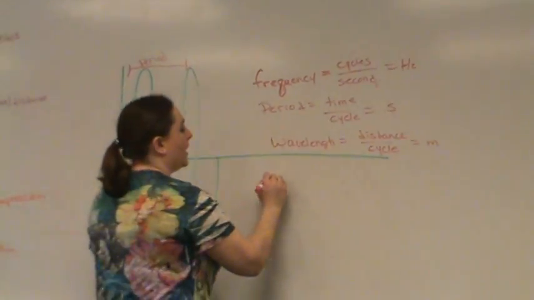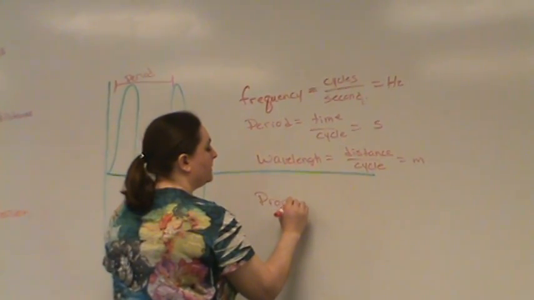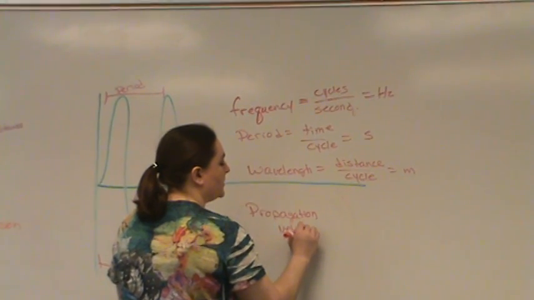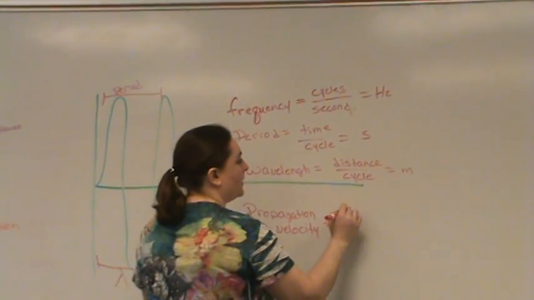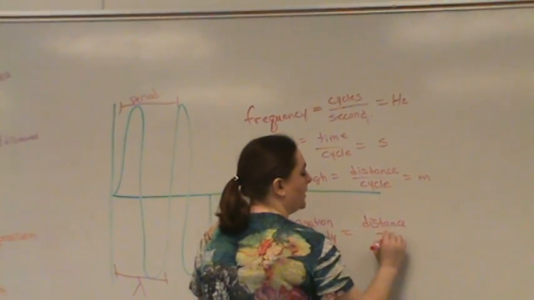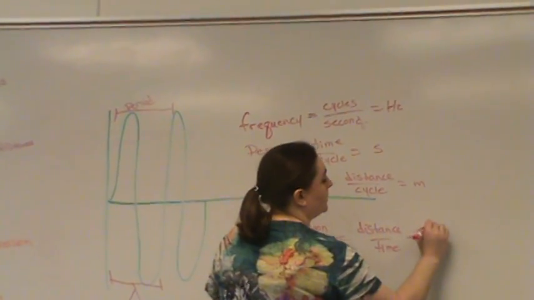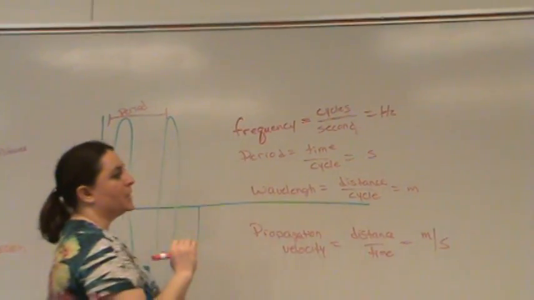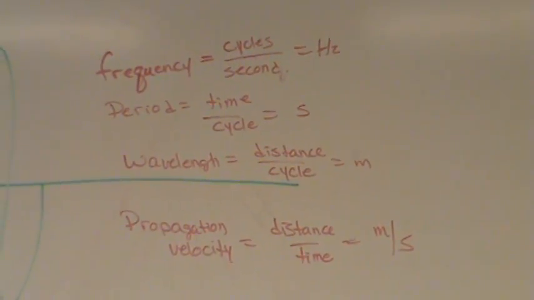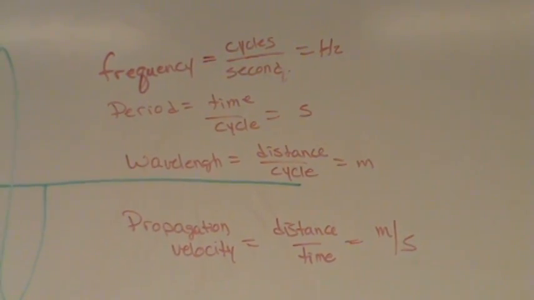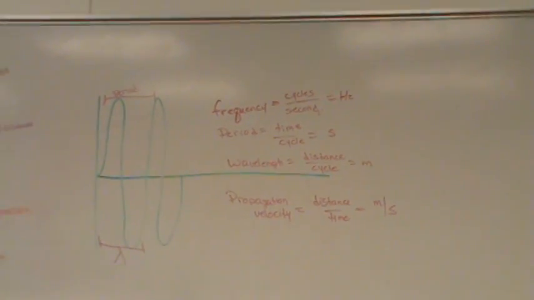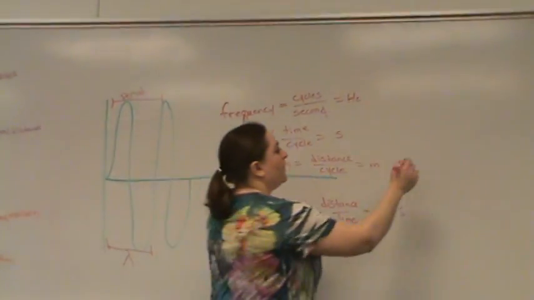And then we had propagation velocity or propagation speed, which is how fast it's moving, or its distance per time. So it has units of meters per second, centimeters per second, something like that. Distance per time. And then one last thing about the wave was the amplitude.